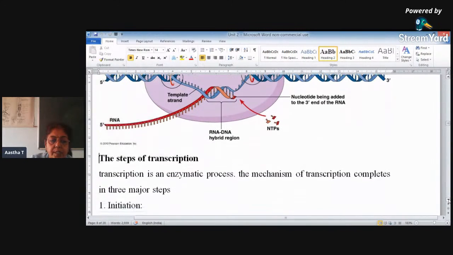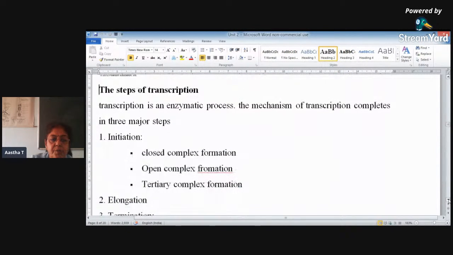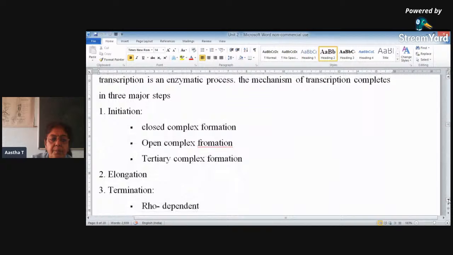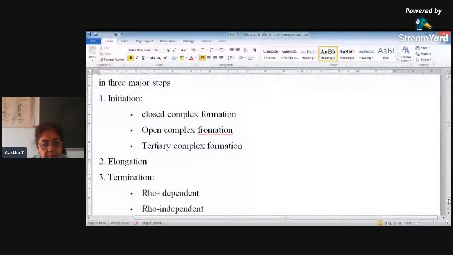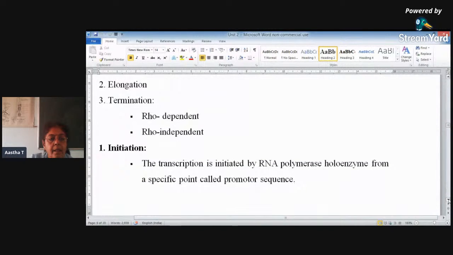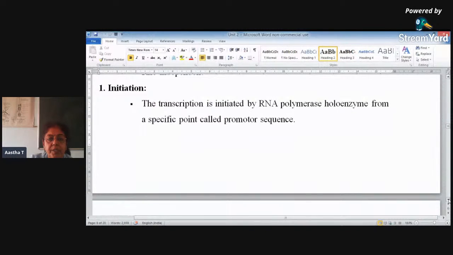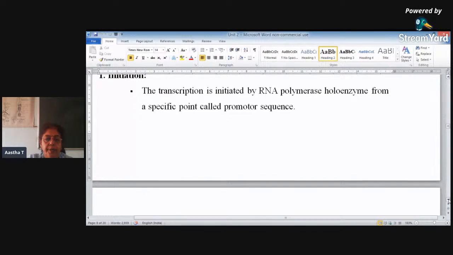Steps of transcription. It is an enzymatic process. The mechanism of transcription is completed in 3 steps: initiation, with closed complex formation, open complex formation, and tertiary complex formation; elongation; and termination. Termination may be rho dependent or rho independent. So transcription is initiated with the help of RNA polymerase holoenzyme, which binds to the specific sequence on the promoter.